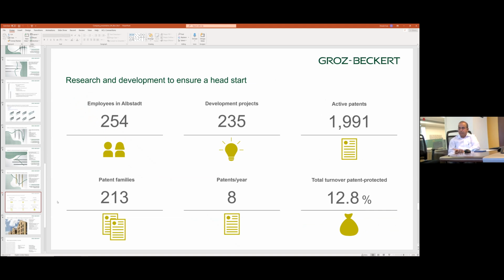Now coming to research and development, as I told you, we give great importance to it, and we have nearly 250 employees dedicatedly working on research and development. These employees are based in Germany, and we have close to 2000 active patents. And as I told you, we have a turnover of about 13% from patented products.